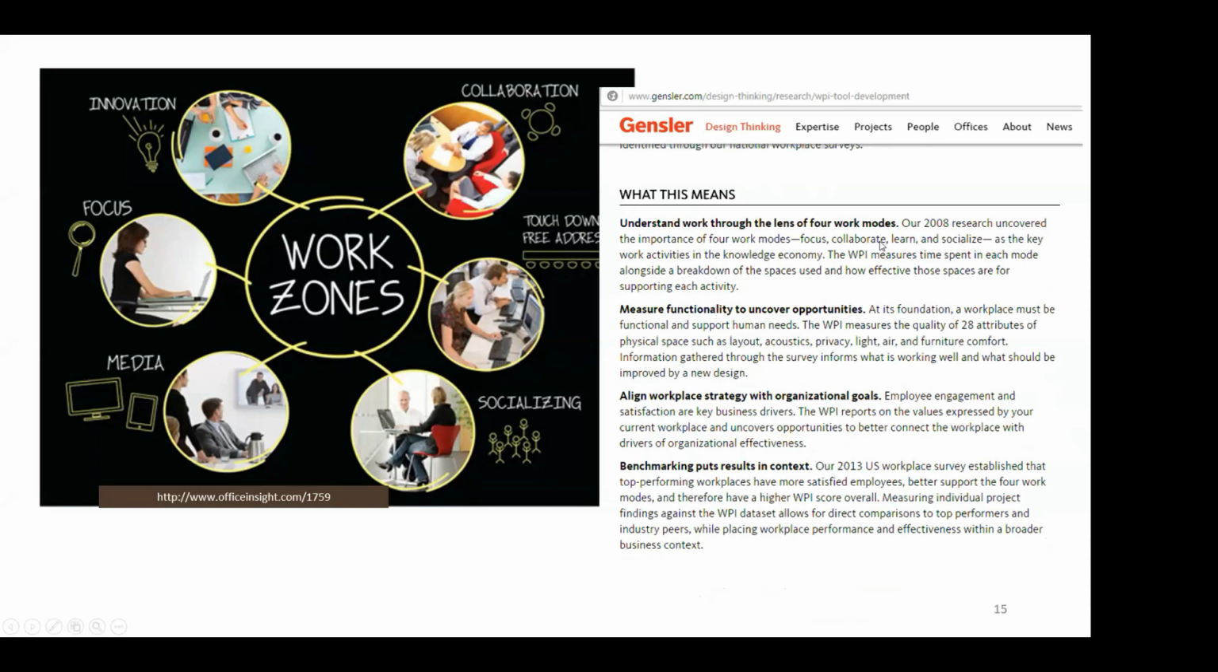You can also look from the viewpoint that there are four aspects: focus, collaborate, learn, and socialize, okay? So this is almost the same as what we say about socialization. And once you can take the point of view like this to create the workplace, or to create your work areas, as a student right now you can be open to a lot of opportunity. And of course, from the context of the organization, you are looking to align in terms of workplace strategy and goals, and also to benchmark and put results in context.